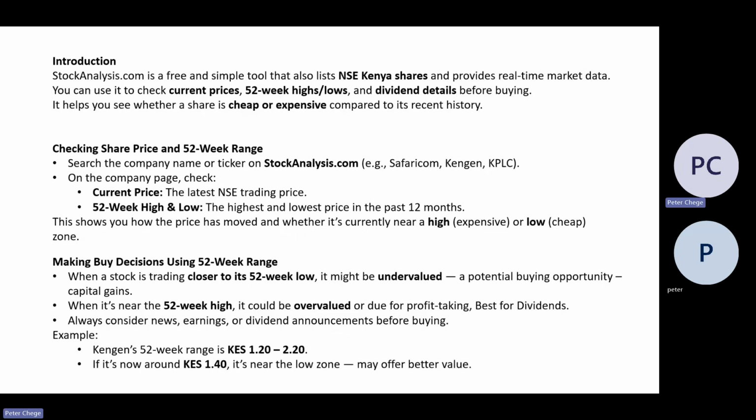Before making those decisions with the 52-week high and 52-week low, you need to do additional research. You check news to consider why the share is undervalued or overvalued. You also check its earnings. Maybe the price was pushed by its earnings, which means a potential dividend announcement is high. And finally, you cross-check whether it is a dividend announcement before buying, because you may buy and maybe it's a one-off dividend, like what happened with Umeme when the share collapsed.